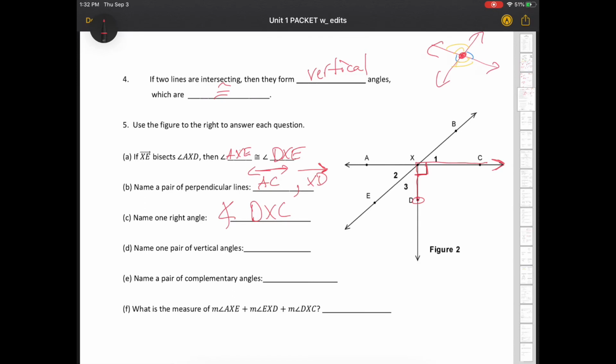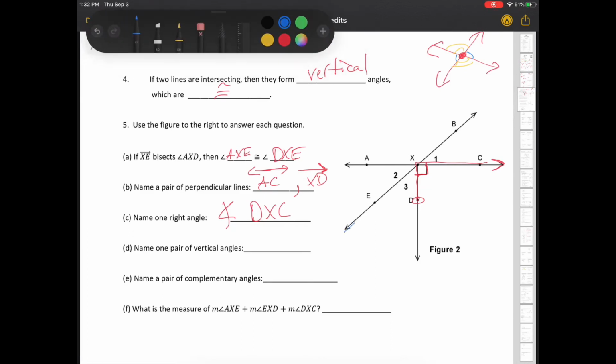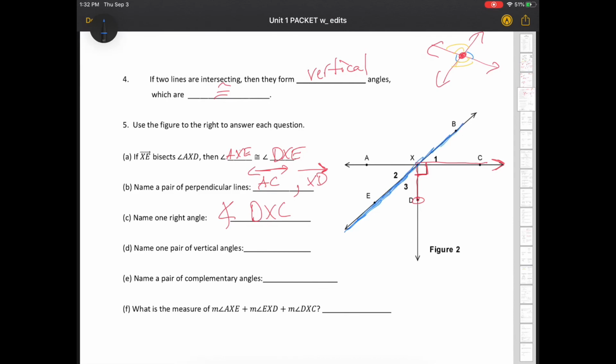Name a pair of vertical angles. Vertical angles are two angles that are formed by intersecting lines at a point. So where do we have that? Well, I see two intersecting lines here that aren't perpendicular. So a pair of vertical angles could be angle 2 and angle 1, or we can work with these two angles here. I'd rather work with angle 2 and angle 1, just because this is a combination of two angles, and it might be a little confusing to name. So let's go with angle 1 and angle 2.